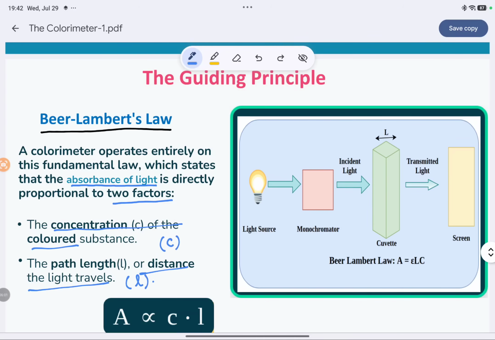Therefore, the formula I have written here is that absorbance is directly proportional to the concentration of the colored liquid multiplied by the distance the light traveled, or the path length of the light.